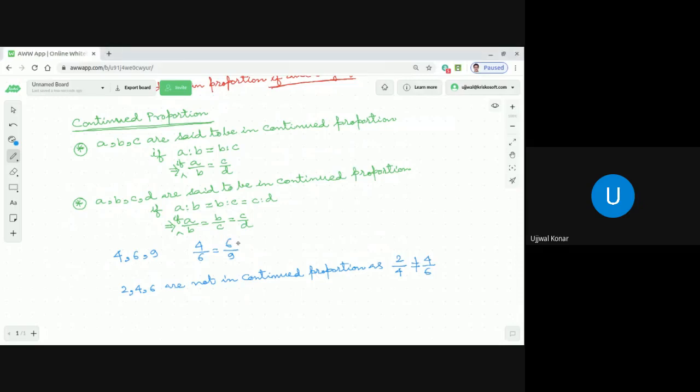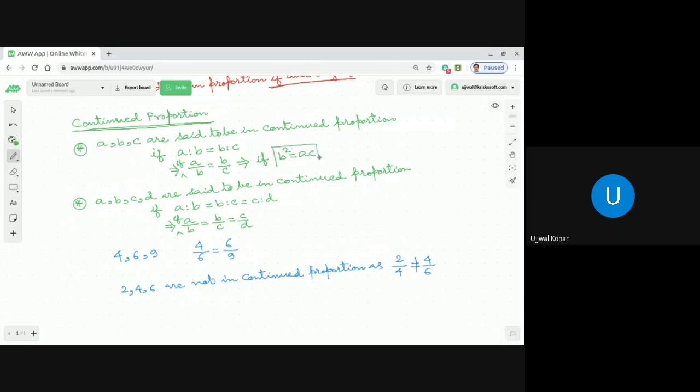Now, in context to this discussion, I can say one more thing. If you notice carefully, when we take three quantities, I made a mistake here. Just a minute. It should be A by B is equal to B by C. Got it? And that implies B square is equal to A into C.